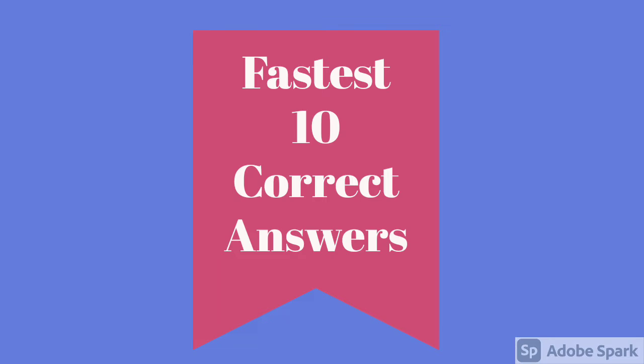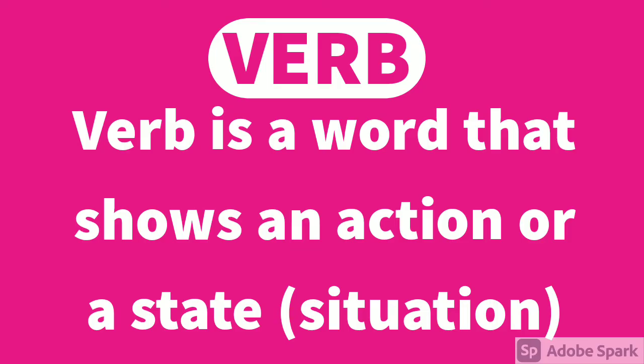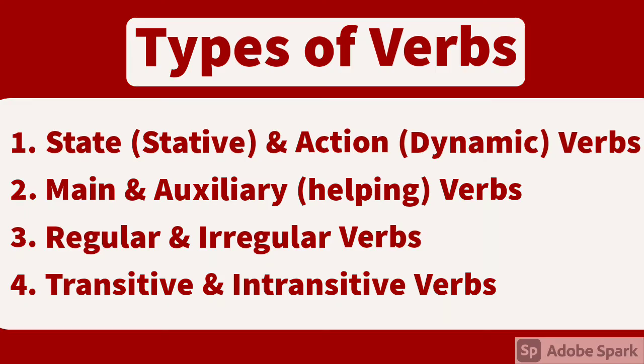Okay, now let's get into today's video. In our day 9 class on verbs, we have seen the definition of a verb. Let's recall that now. A verb is a word that shows an action or a state, that is a situation. And we have also discussed about the types of verbs in the previous video. We have seen about the stative or dynamic verbs, that is state verbs and action verbs. And then main and auxiliary verbs, that is helping verbs.